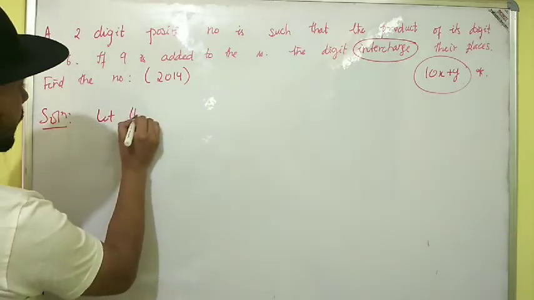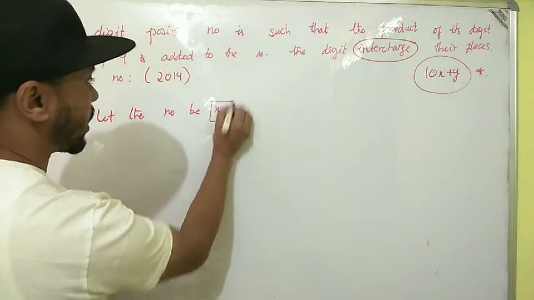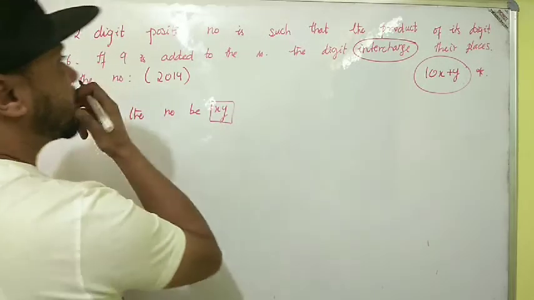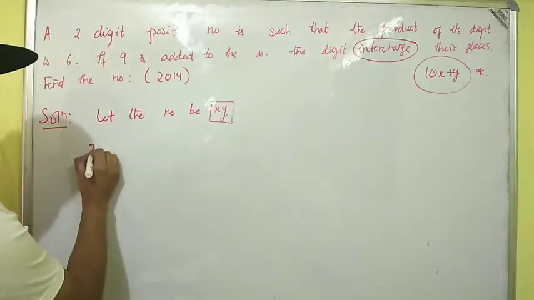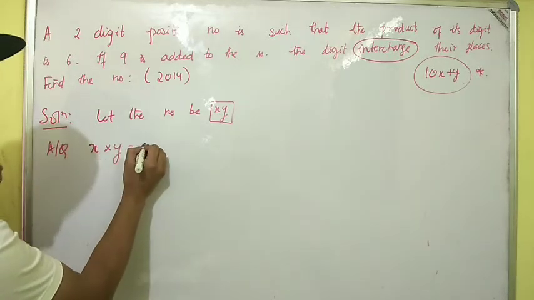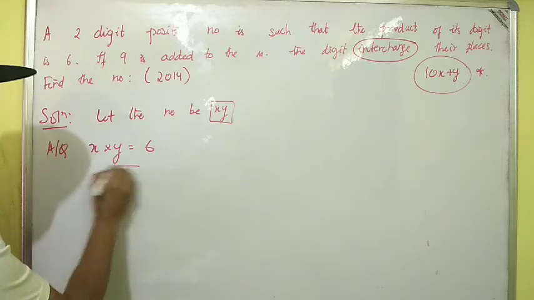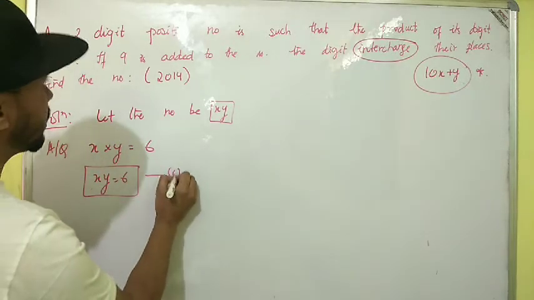So let the two-digit number be x and y. So x and y are two-digit numbers. Now it is given that their product, according to the question, x into y is equal to 6. So xy is equal to 6. Let us take this as equation number 1.